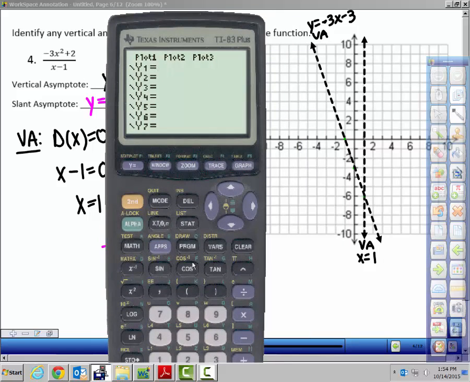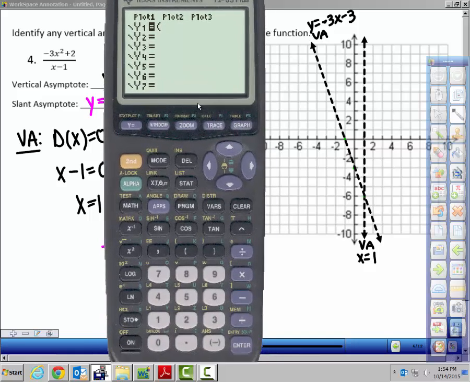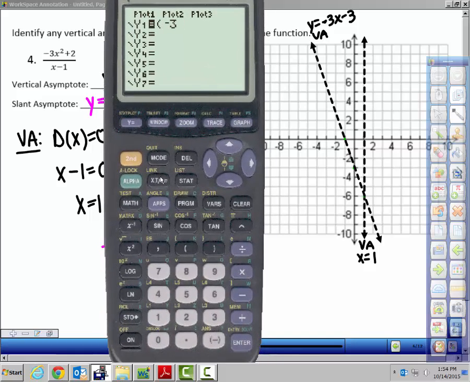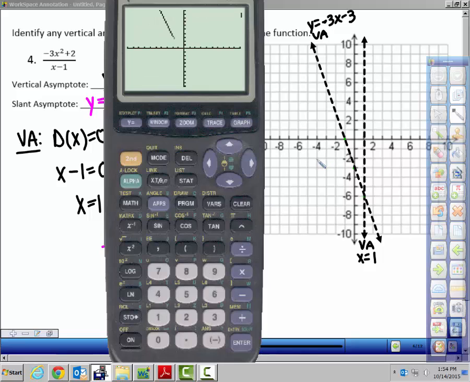So type in your equation, your numerator in parentheses, so negative 3x squared plus 2 divided by, and then your denominator in parentheses as well. And you can see that vertical asymptote is shown as a solid line. The graphing calculator is not going to show the slant asymptote, but we can see that it would run right through here. So our curves are in these 2 acute angled areas created.